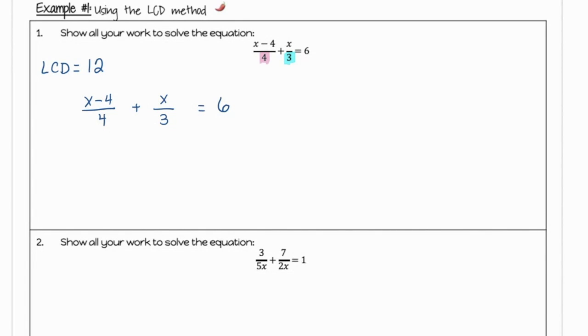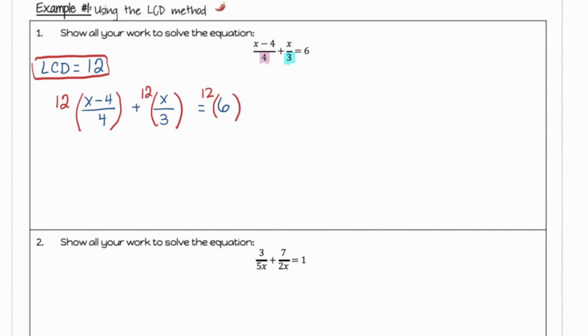The process tells me that in order to eliminate the denominators, I'm going to take this LCD that I know is 12, and I'm going to multiply this first fraction by 12. I'm going to take this second fraction and multiply that by 12. And I'm going to take anything on the other side and multiply it by 12. So I'm multiplying every single piece of my equation by the LCD. Why am I doing that? Because I'm able to cancel out and I want to get rid of those fractions.